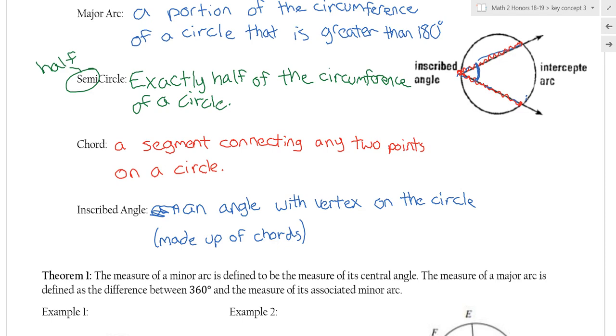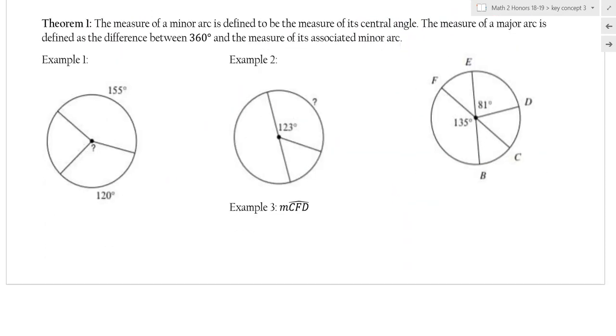All right, so what are we going to do with all this vocabulary? Well, we have a lot of rules that we're going to learn. Our first rule, or our first theorem, says the measure of a minor arc is defined to be the measure of its central angle. The measure of a major arc is defined as the difference between 360 and the measure of its associated minor arc. We'll get to that later.